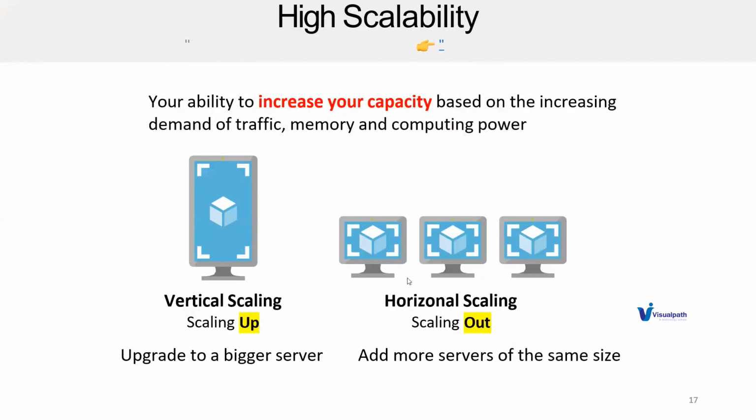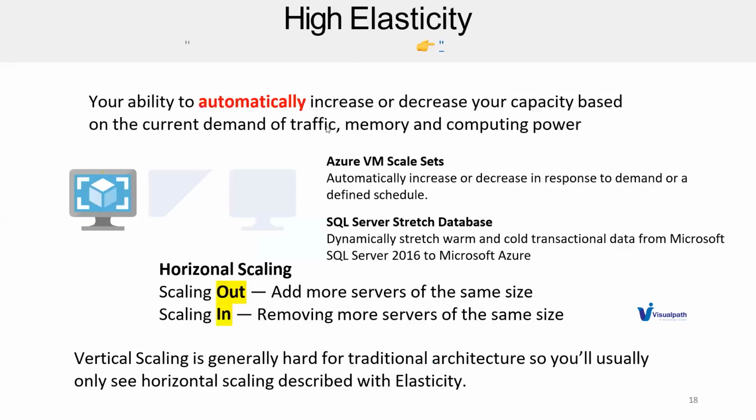But trying to add more and more nodes in order to distribute the load, adding more servers of the same shape, is what is called horizontal scaling, which is called scaling out. And vertical scaling is called scaling up. Scaling up and scaling out is something that we need to really understand. This is your high scalability that we need to use.